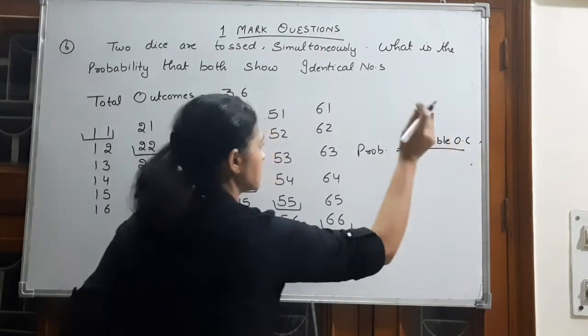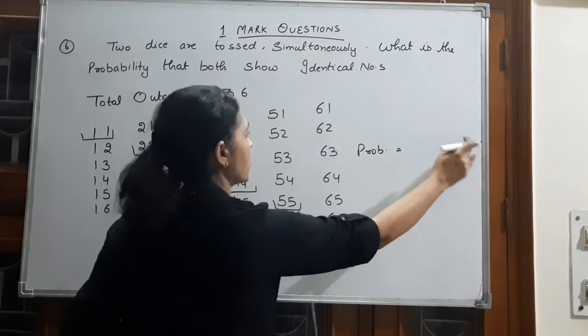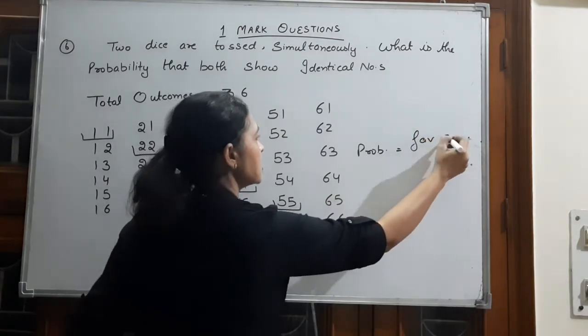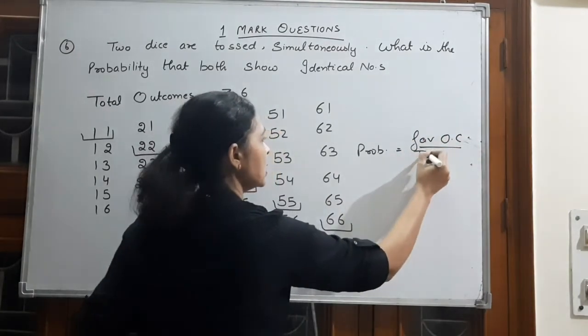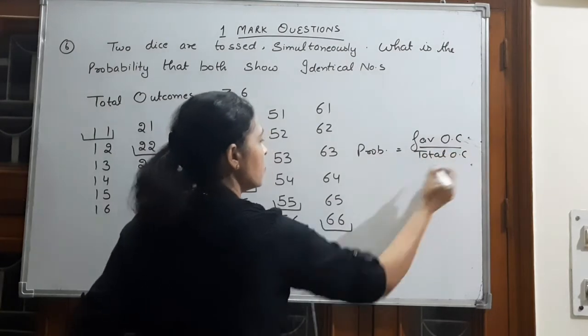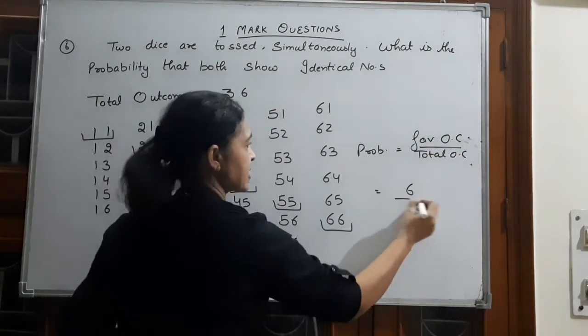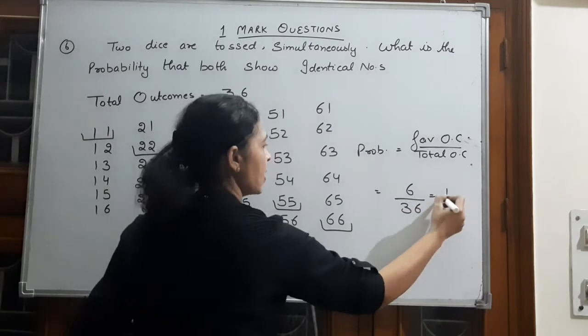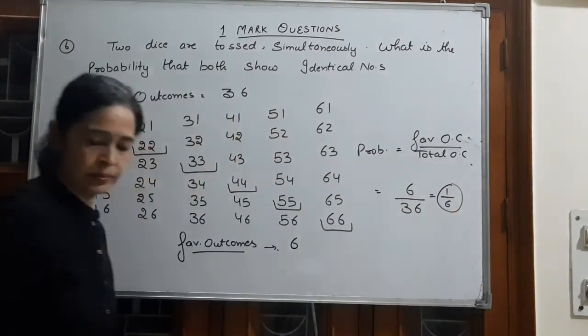Therefore, the probability of getting identical numbers will be favorable outcomes upon total possible outcomes. Favorable outcomes we have 6, upon total 36. 1 by 6 is our answer.